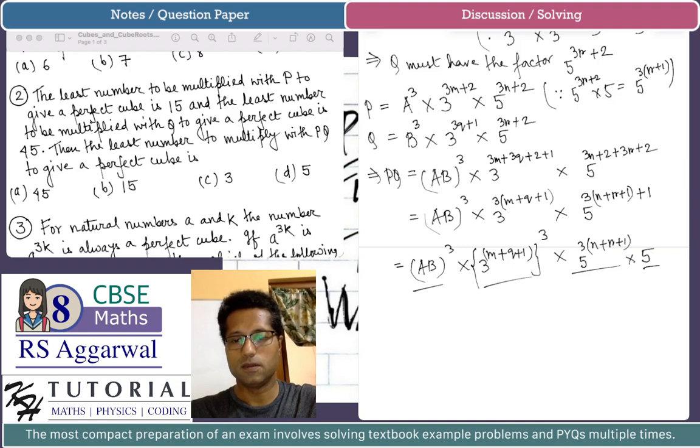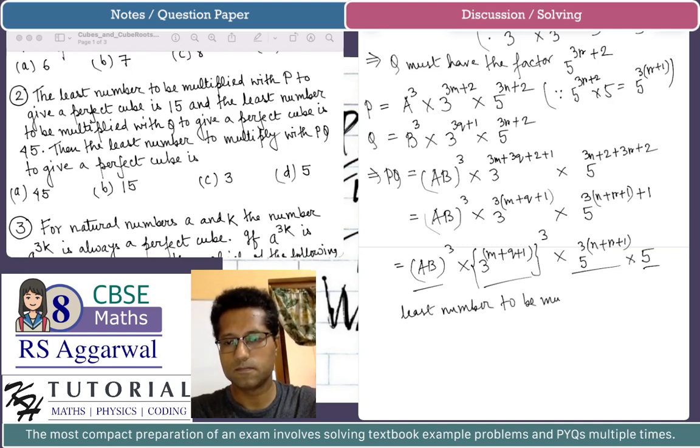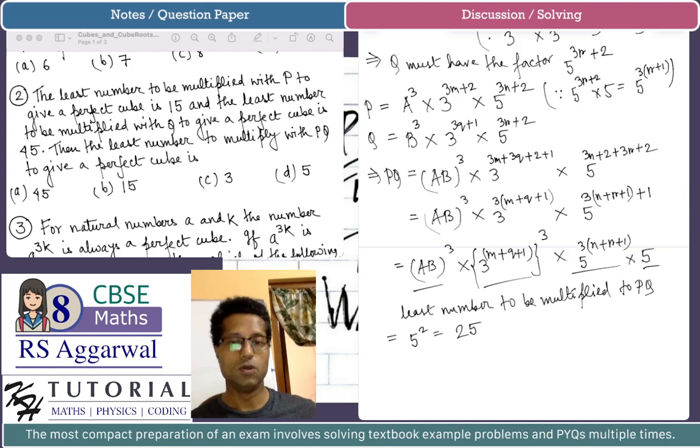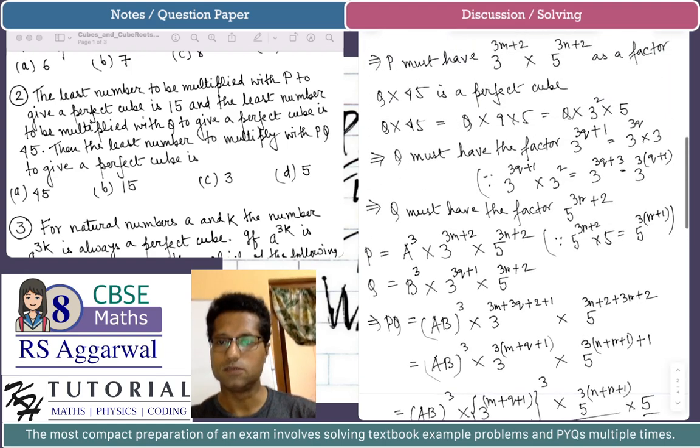So the least number to be multiplied to PQ to make it a perfect cube will be, we have to multiply with 5 what we can multiply with 5 to make it a perfect cube, that is a triplet, the least number, and that is 5 square. So 25 should be the least number that needs to be multiplied with PQ to make it a perfect cube, but it is not in the choices. I might have made some little mistakes.